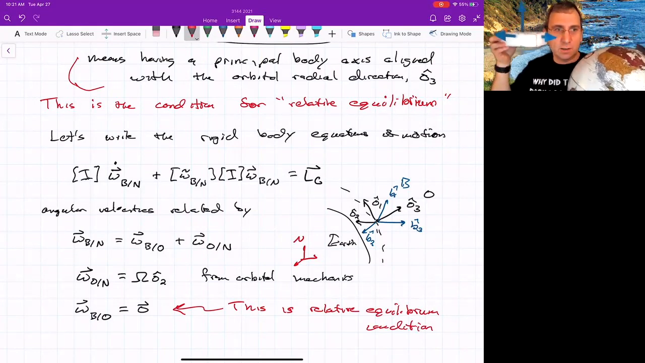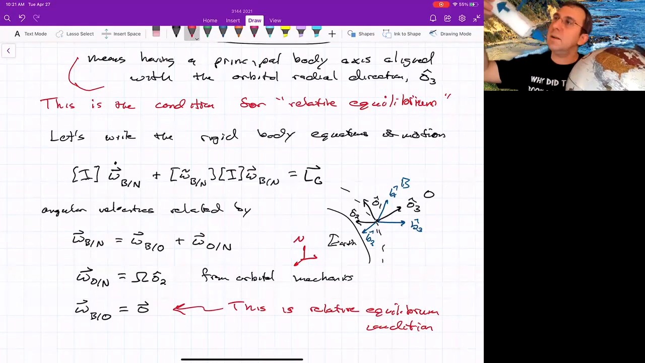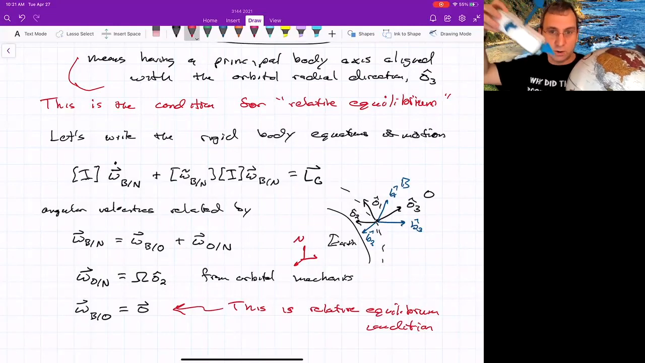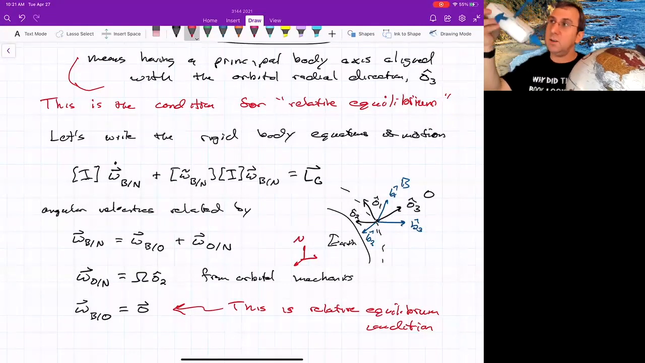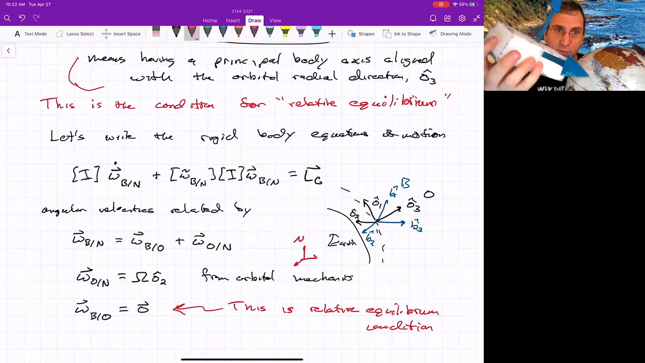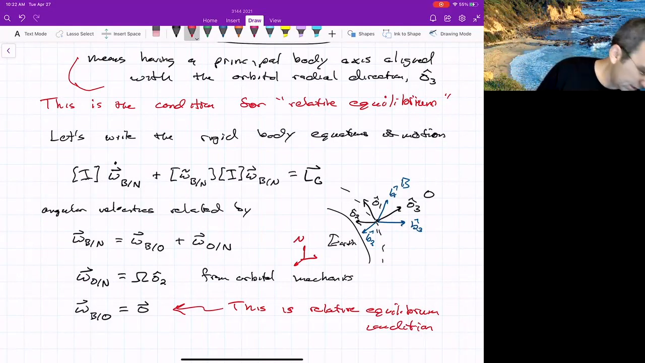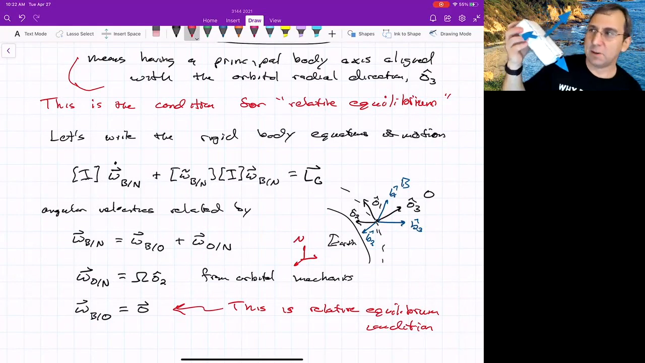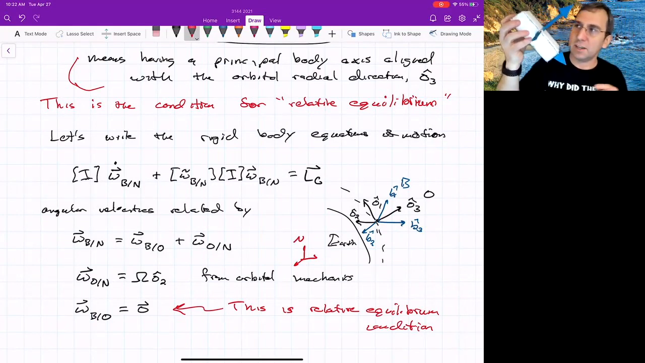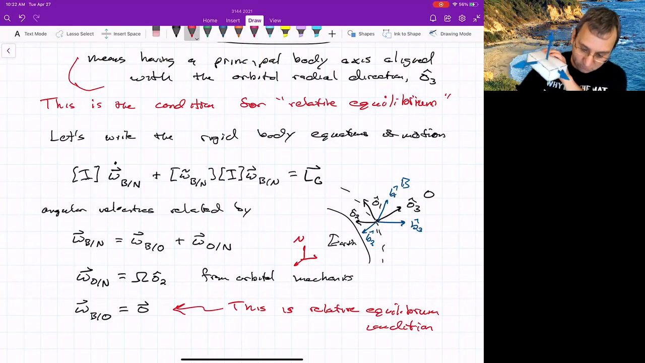You don't want to be fixed with respect to the inertial frame. You usually want to have some part of the spacecraft pointing towards the Earth, meaning you want to be not rotating with respect to that orbital frame as the orbital frame goes around. So that's why we call it relative equilibrium. What's actually happening is the spacecraft is rotating at the same speed as this orbital angular rate, capital omega. That's what we want.